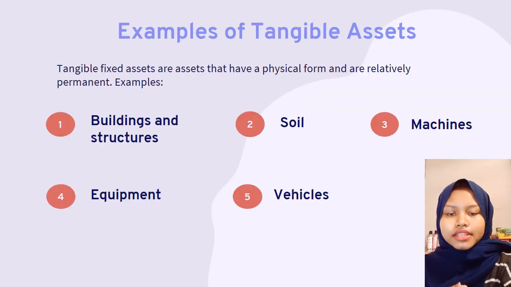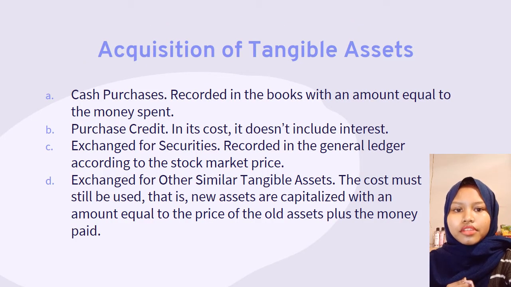Examples of tangible assets. Tangible fixed assets are assets that have physical form and are relatively permanent. Examples: 1. Building and structure. 2. Soil. 3. Machine. 4. Equipment. 5. Vehicle.